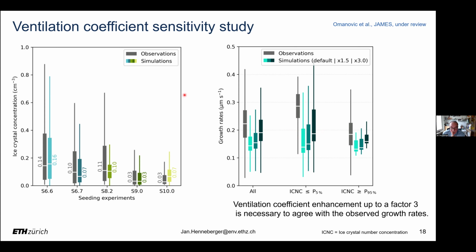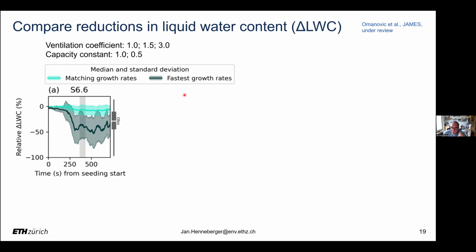Okay, the growth rate didn't match, so we pushed even harder. So not only did we change the ventilation coefficient, up to 3, but we also reduced the capacity constant to 0.5 to try to get a match. And then we looked at what the liquid water content is actually doing. That is one experiment where you see the reduction in liquid water content for the best match to the growth rate.